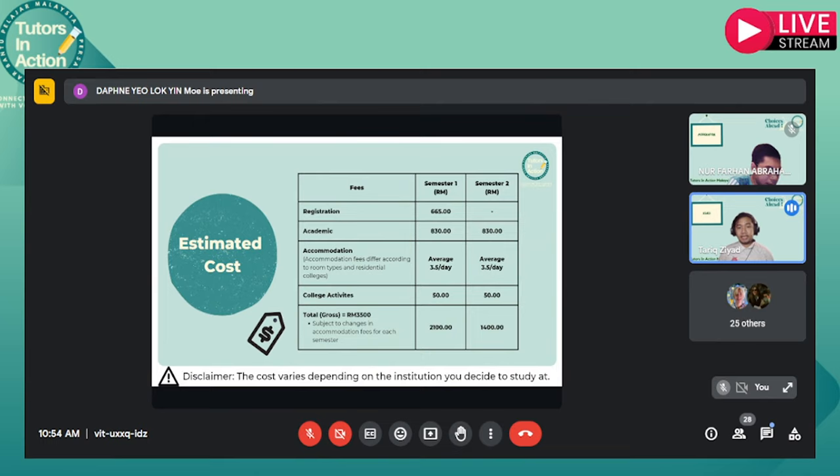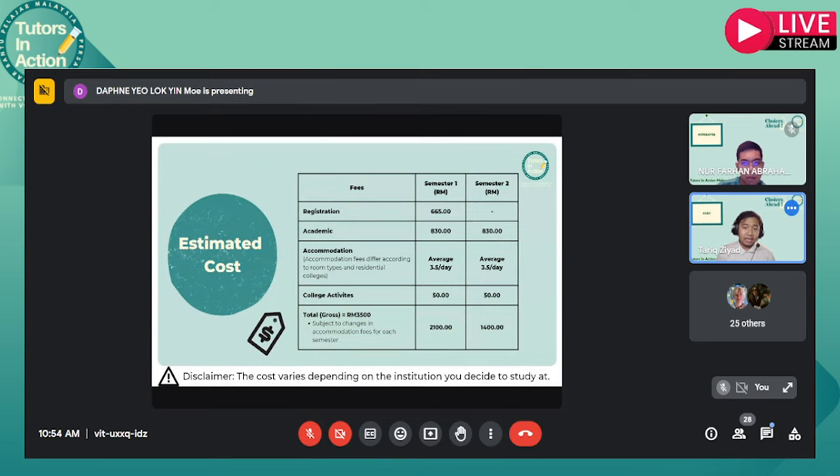Second semester is pretty much the same. Of course, you no longer have to pay the registration fee. You're already a student. So subtract that amount, you would have 1,400. And for the whole year program, you're looking at 3.5K.